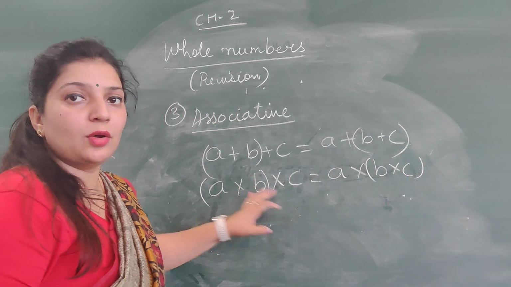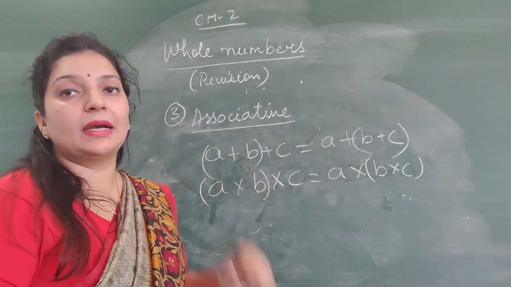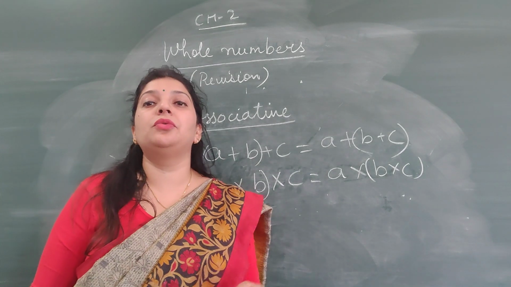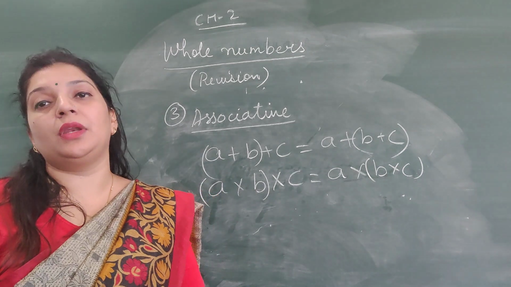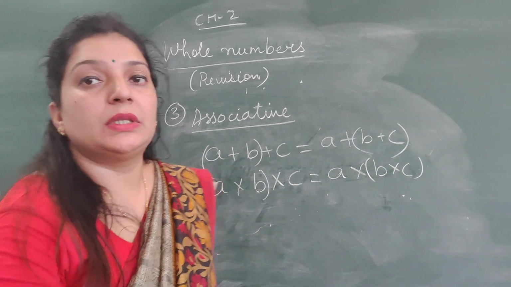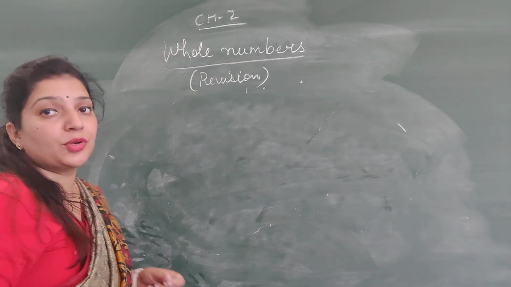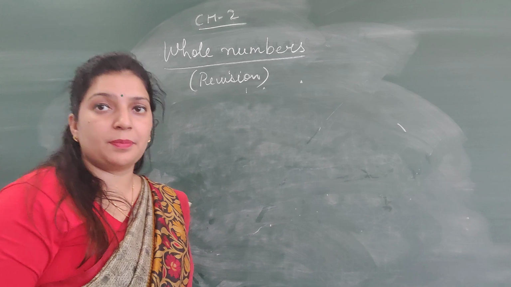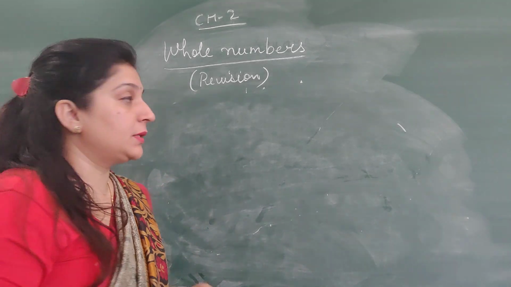That means in any order you can multiply them, you will get the same product. In any order you add them, you will get the same sum. But again, it does not hold true for subtraction and division, as it was not true in commutative property. Now, the last property that we have is the distributive property. Distributive property is very important for this chapter in class 6 because many of the questions are based on this property.